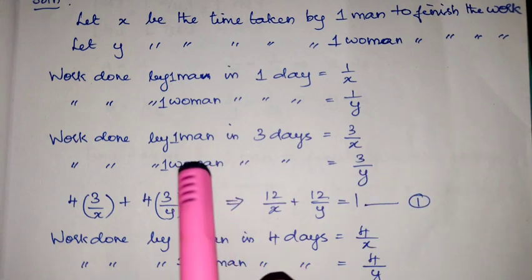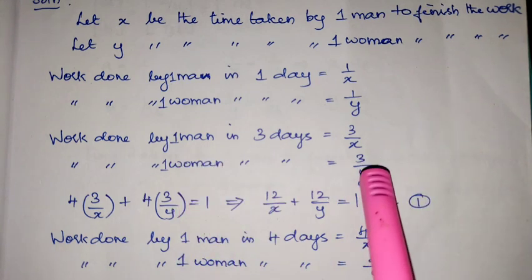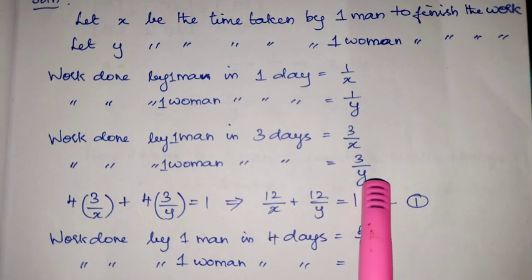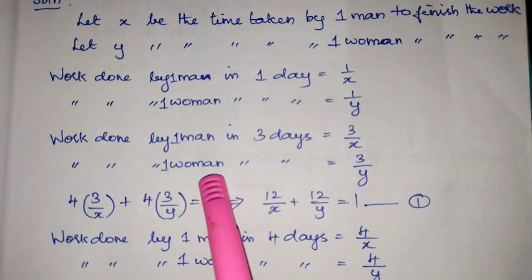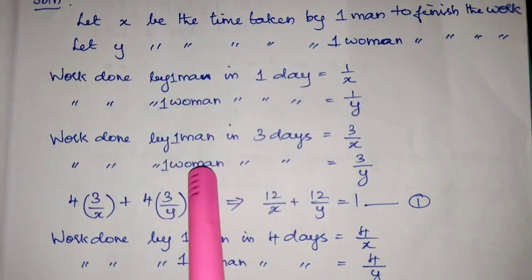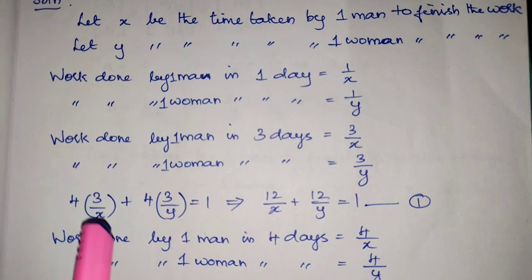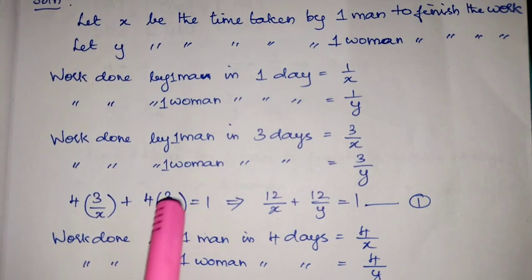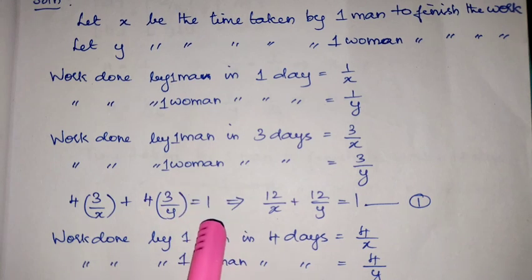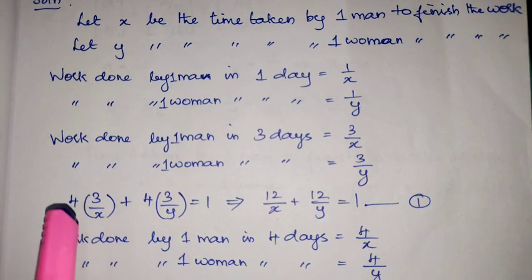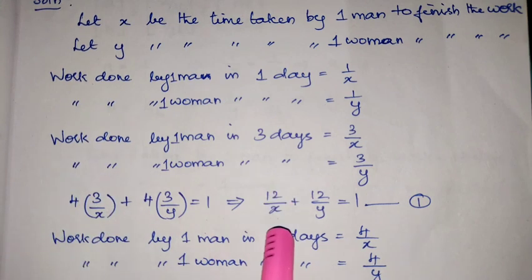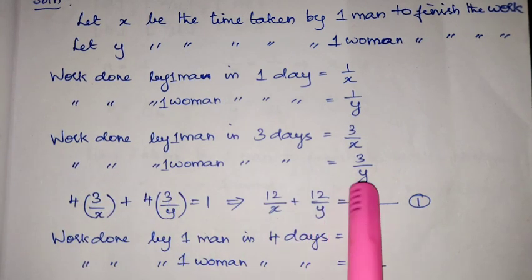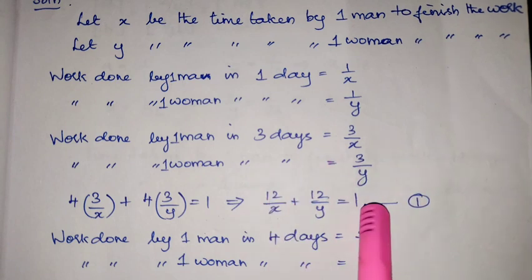Now, what is given there? They worked and they completely finished the work. They worked for 3 days, and 4 men and 4 women work, which is also given in the question. So 4 men's work plus 4 women's work is equal to the work done, that is one job completed. Can you understand? So 4 into 3 by x plus 4 into 3 by y is equal to 1. So 4 into 3 is 12 by x plus again 12 by y is equal to 1. Take this as equation 1.